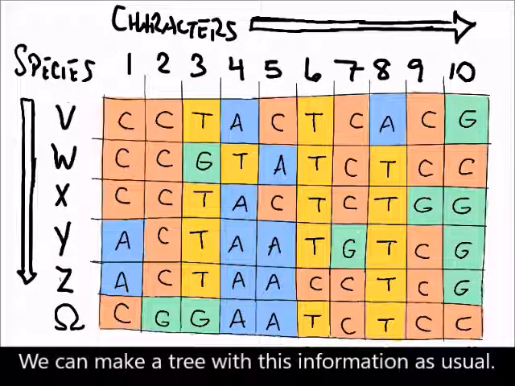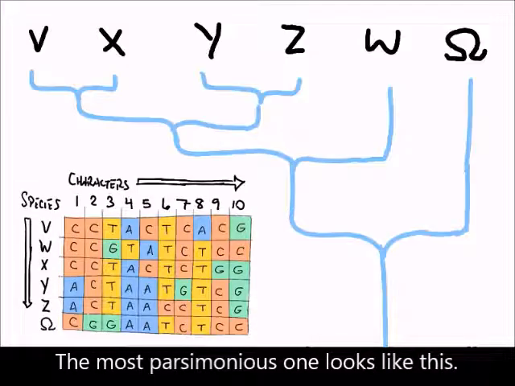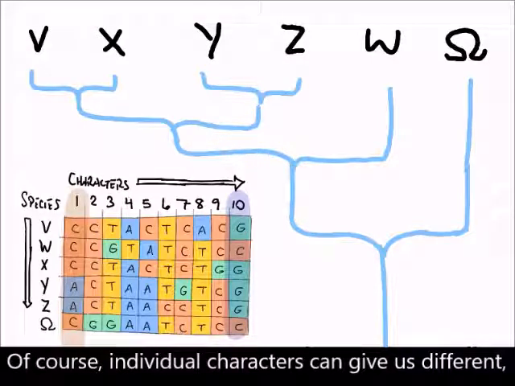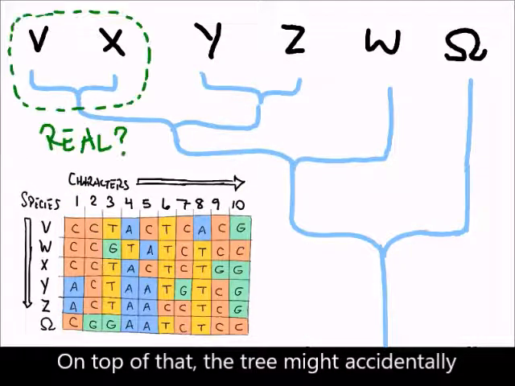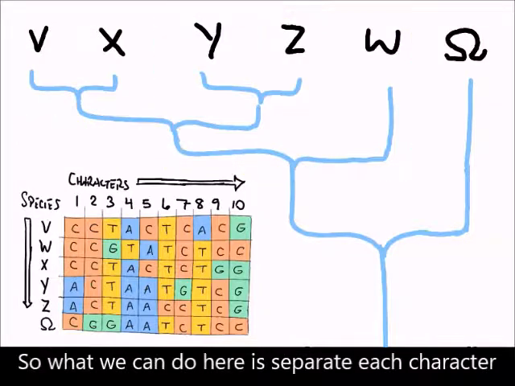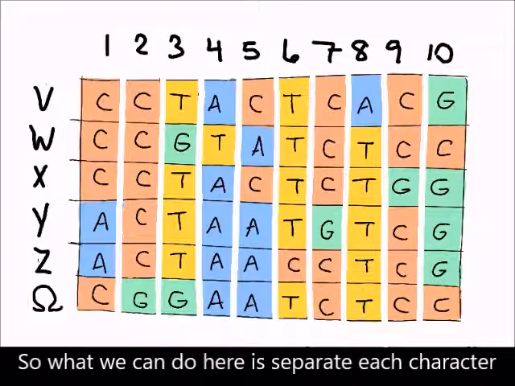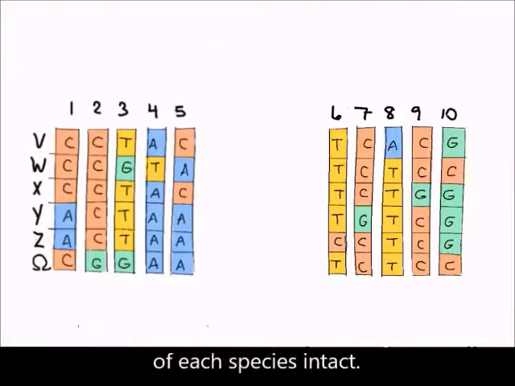We can make a tree with this information as usual. The most parsimonious one looks like this. Of course, individual characters can give us different or even conflicting information. On top of that, the tree might accidentally indicate something that's not true. So what we can do here is separate each character while keeping the respective character states of each species intact.